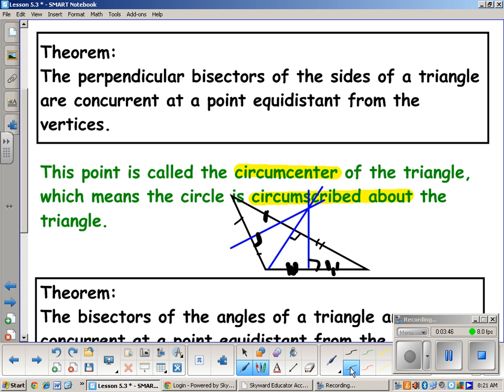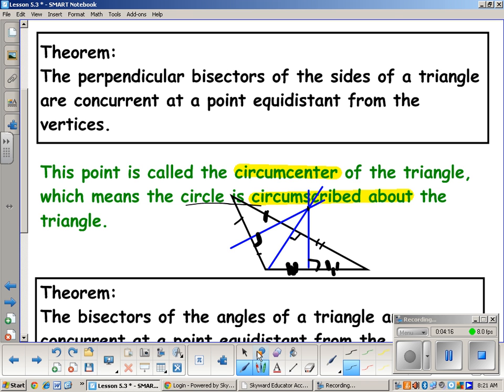Bless you. That point is called the circumcenter. That point right there is called the circumcenter of the triangle. Sometimes that point is inside the triangle. Excuse me. Sometimes it's not inside the triangle. In this case, it's not. Now what that would mean is, if I draw a circle using that point as my center, the circle will be circumscribed about the triangle.